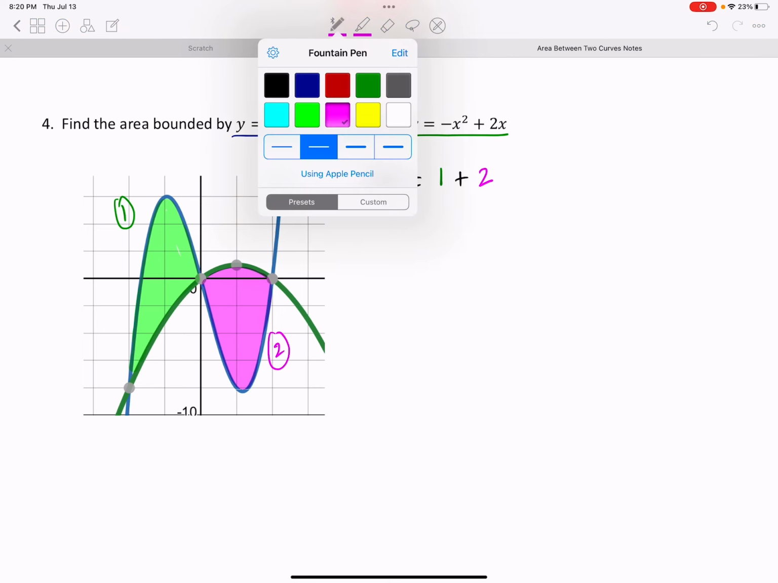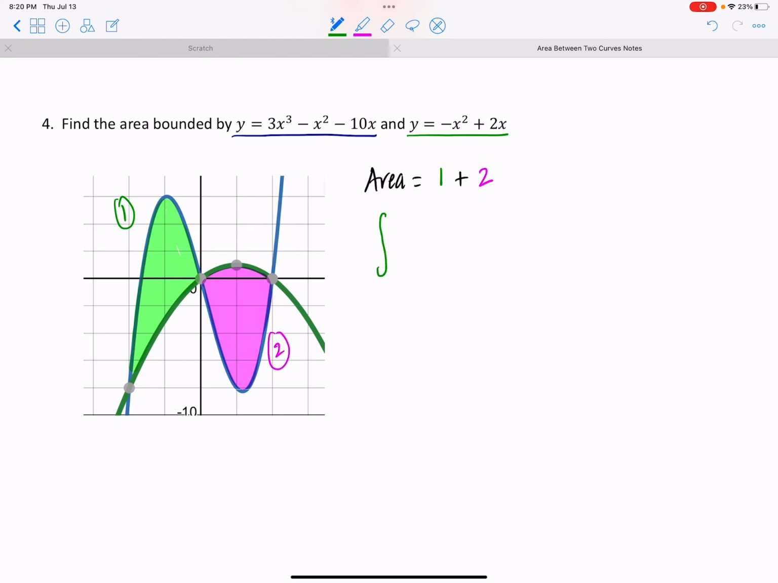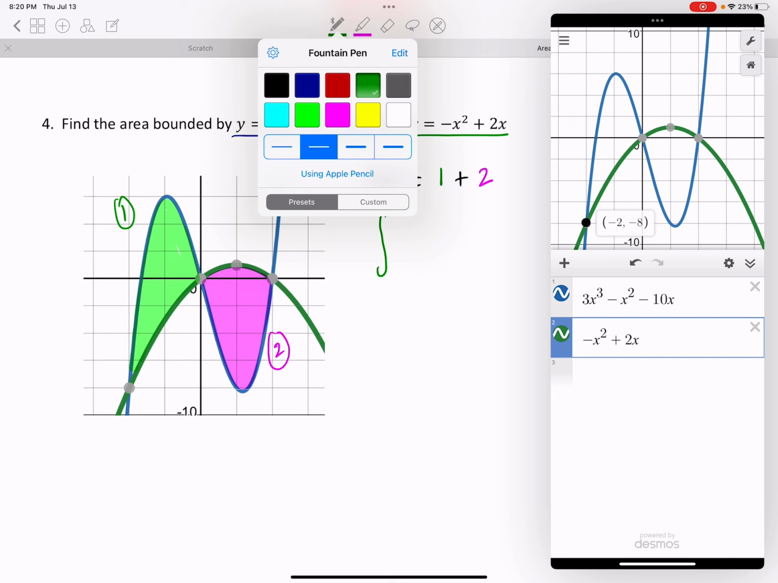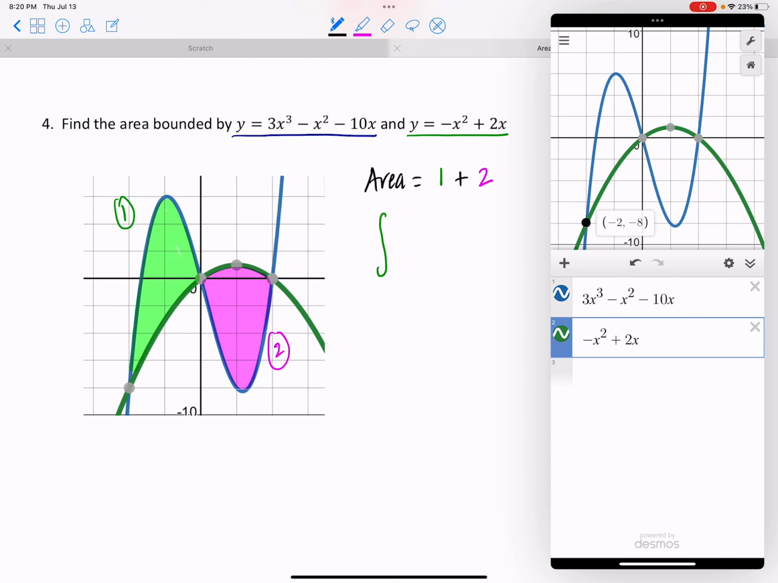The first area is going to go from, well, I still have it in here. This coordinate is at -2, -8. I need that because I need to know that boundary. And then this coordinate here, obviously that's the origin. And then this coordinate here, that's going to be at +2, 0. It's another benefit of Desmos, because it shows us all the information that we need.